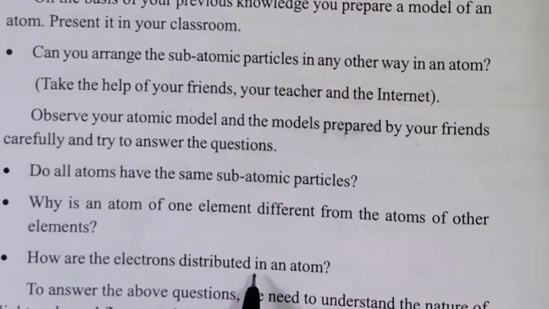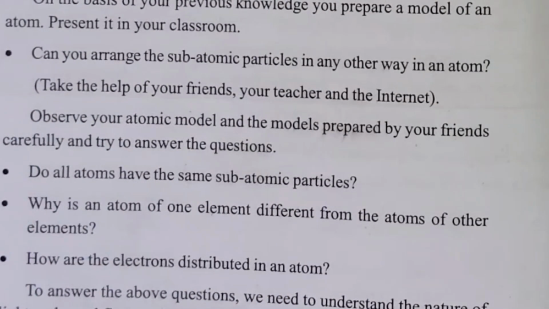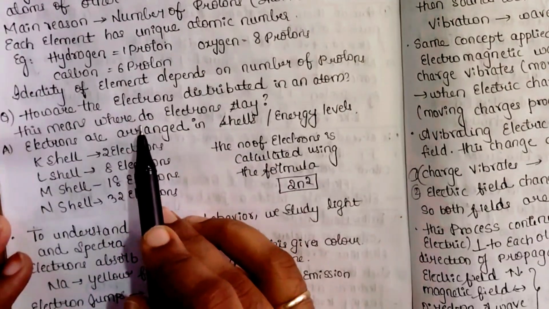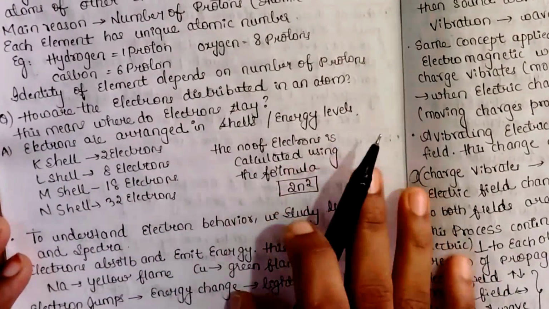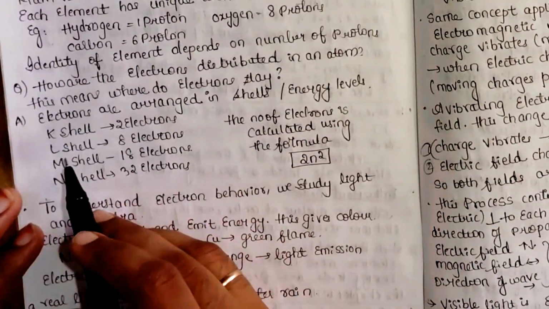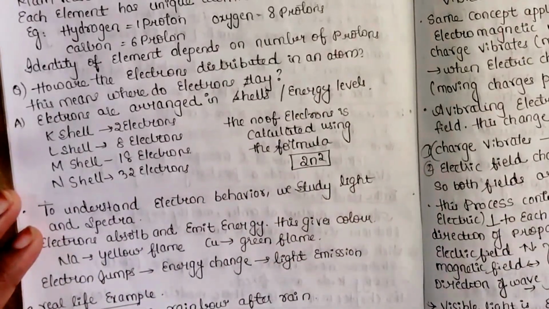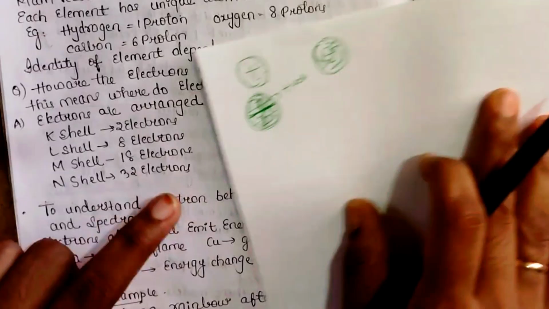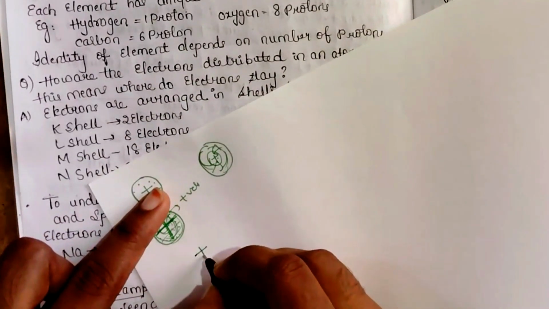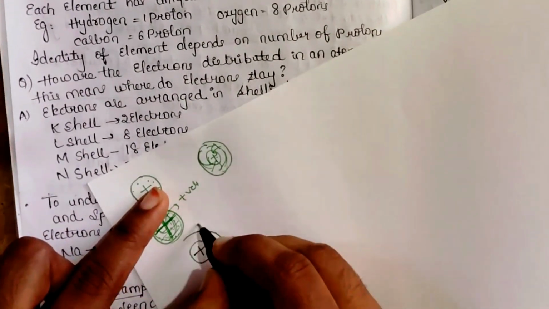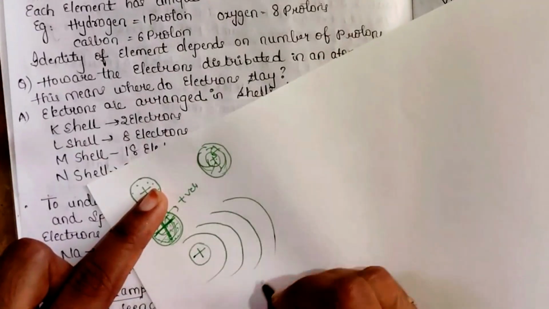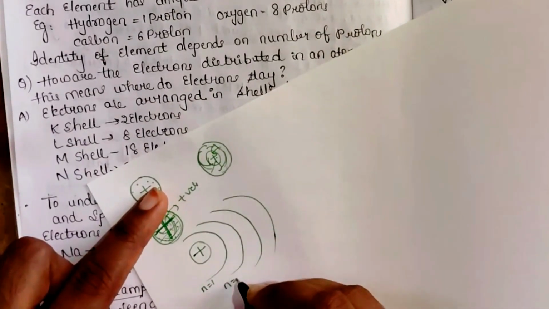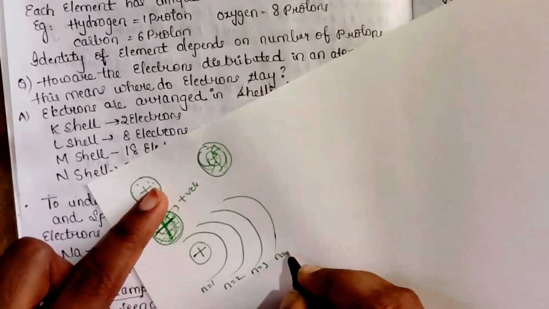And how are the electrons distributed in an atom? This means where do electrons exactly stay? K shell means 2 electrons, L shell 8 electrons, M shell 18 electrons and N shell 32 electrons. We know that the positively charged nucleus is surrounded by shells and subshells, where n is equal to 1, n is equal to 2, n is equal to 3, n is equal to 4.